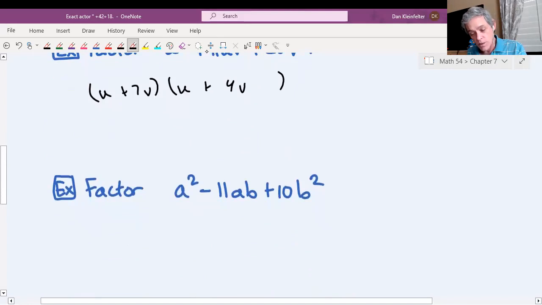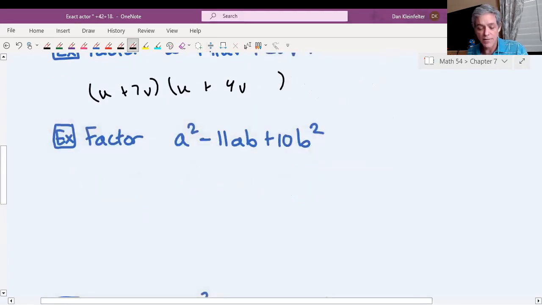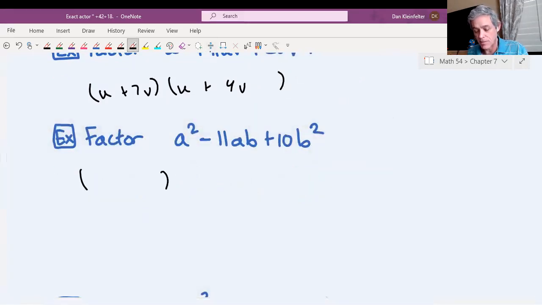Okay, here's one more to try. This time we're going to have some negativeness in it, but that's okay. Once again, pause the video, try this one, and then restart the video and see how you did.